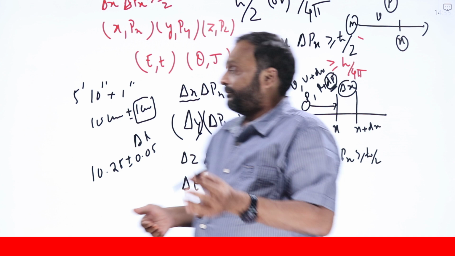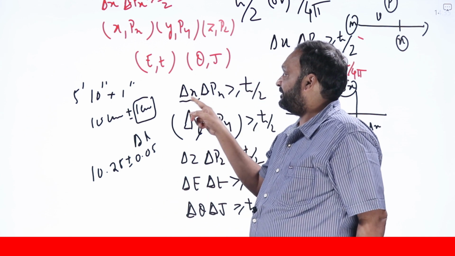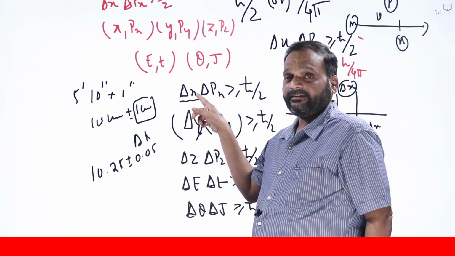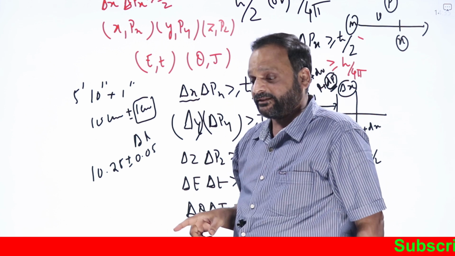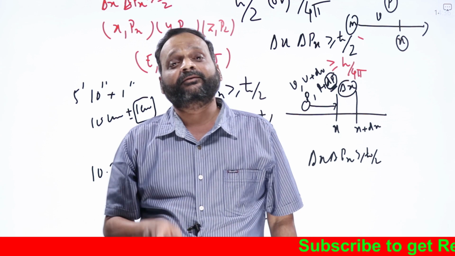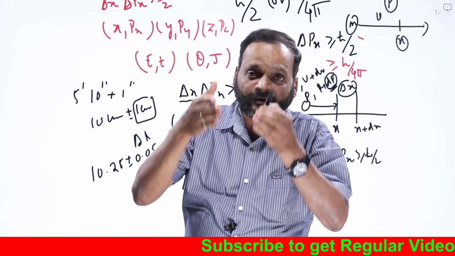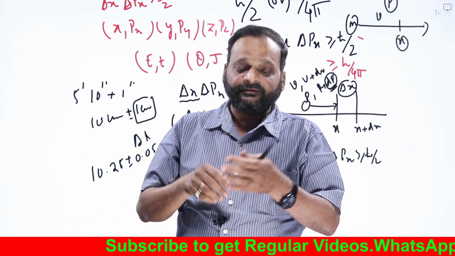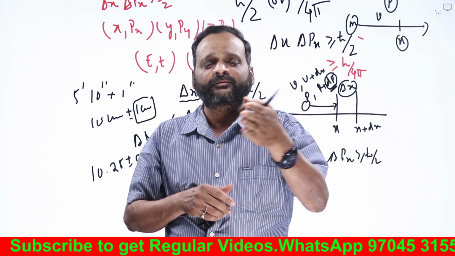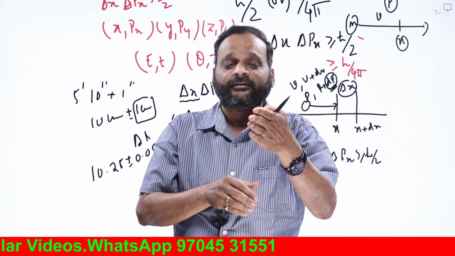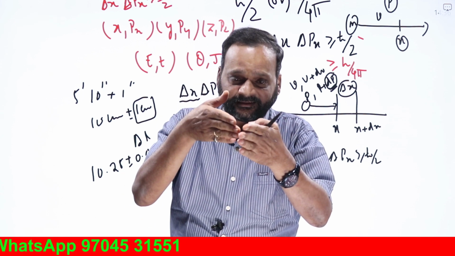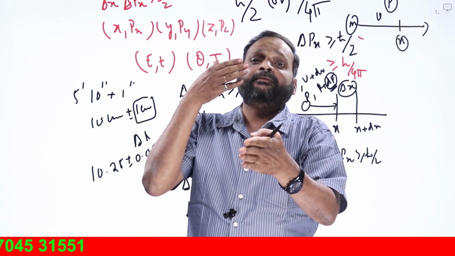But the uncertainty principle, the uncertainty in position or momentum, is not because of the inefficiency of the instruments. It is the inherent property of nature itself. Suppose an electron is moving and I want to see where that electron is. In order to see that electron, I have to send some radiation towards it. That radiation should get reflected and enter my eyes.